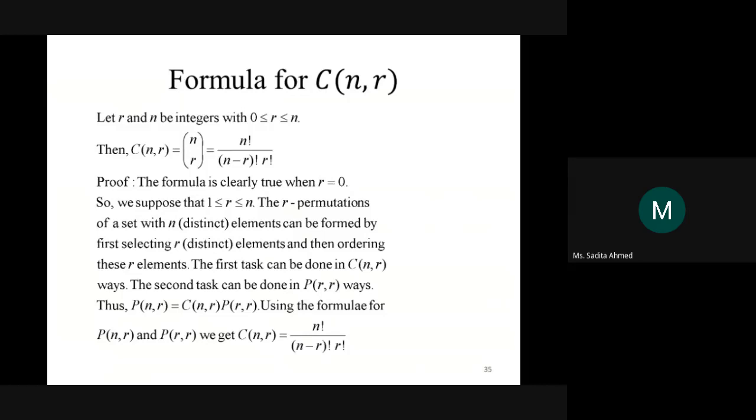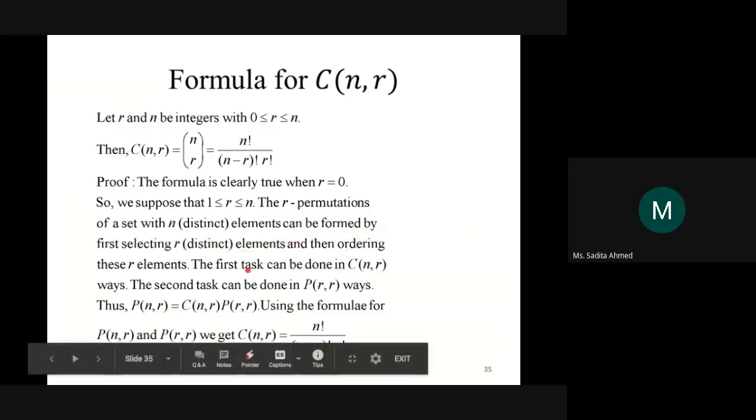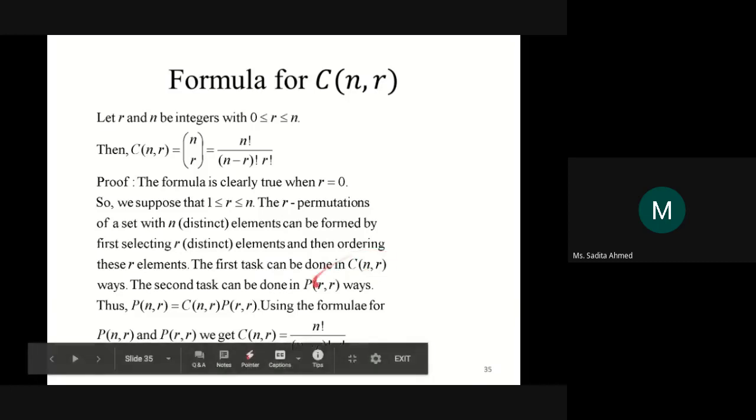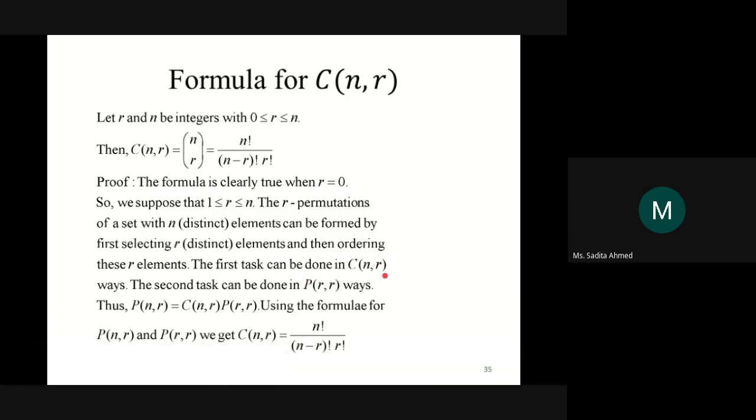So basically, if you have a task of P n R, the first task is selecting the R elements, just simple selection, without thinking about order at all, without thinking about rearranging or anything like that. Just simply selecting R elements. This simple selection of R objects from n possible objects can be done in how many ways? C n R ways. Because the simple task of selecting R objects from n objects is actually the definition of combination, right? In combination, we just make a simple selection. And we don't worry about order, because order doesn't matter in combination.